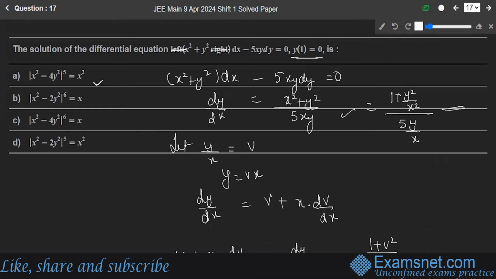There's x squared minus 4y squared. Part 5 is equal to x squared, option A. This is the right answer to the question. Hope you understood that. Let's move to the next question.